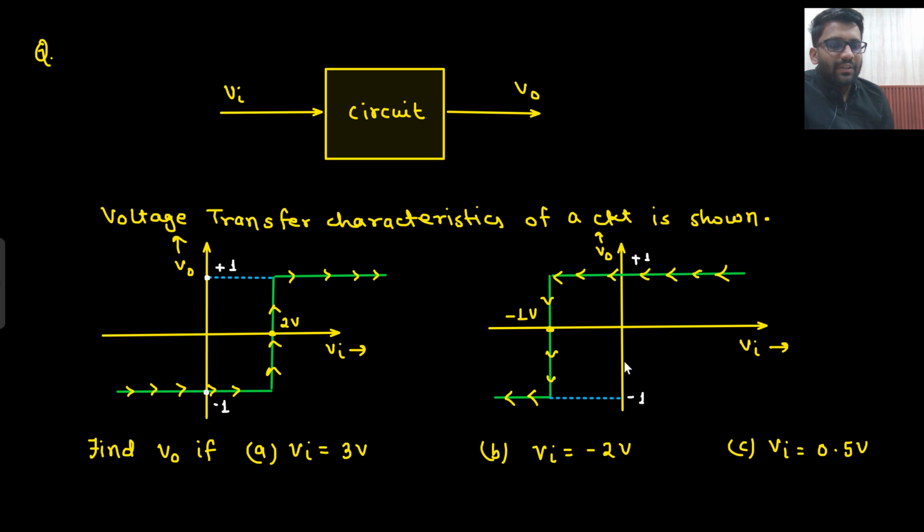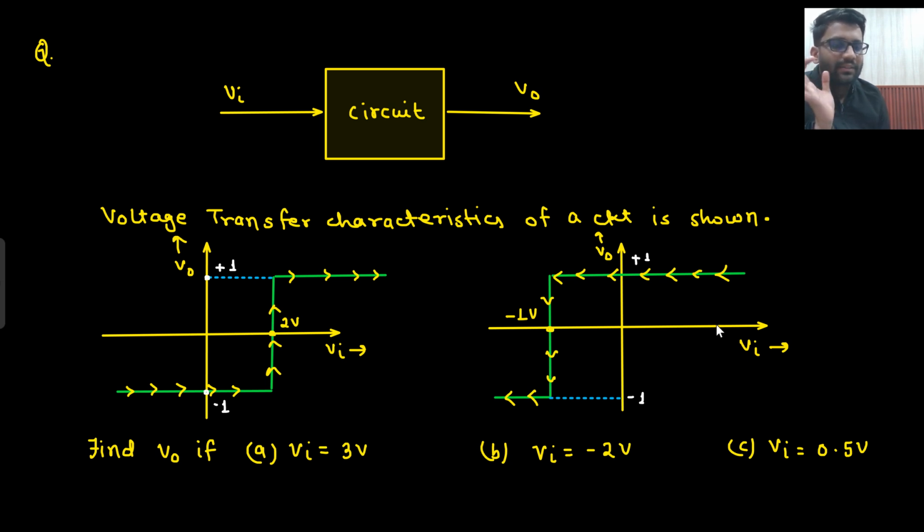So let's start with the question. We will go to OpAmp later on, but first let's build up the concept. What is there in this question? There is a circuit, you are applying some input, and you are getting some output. What is inside the circuit, you don't know. The voltage transfer characteristics for the circuit are shown, that is, the relation between V0 and Vin is shown here.